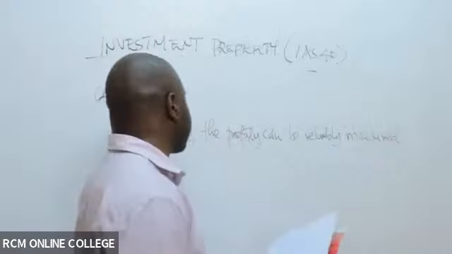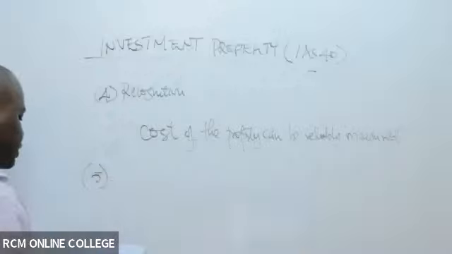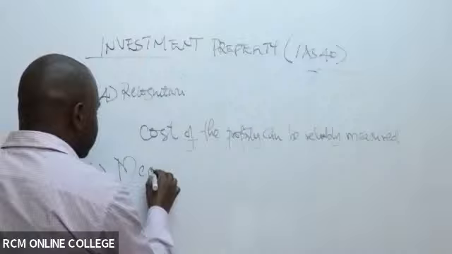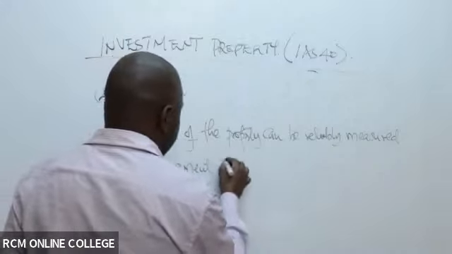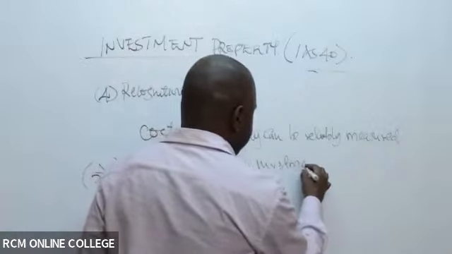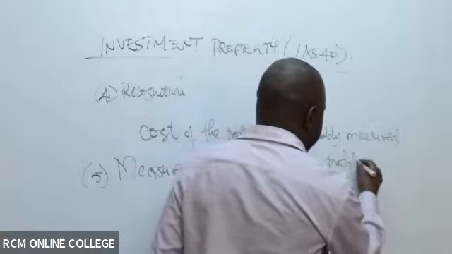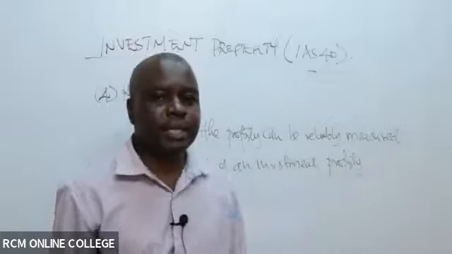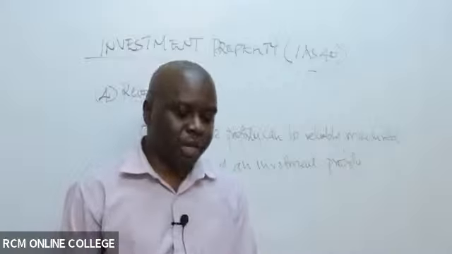So we can look at the next one, number five, measurements of an investment property. So how do you measure it? Of course, it will be an asset. But at what value will you present it in the books of accounts, the balance sheet or statement of financial position? How do you measure it?